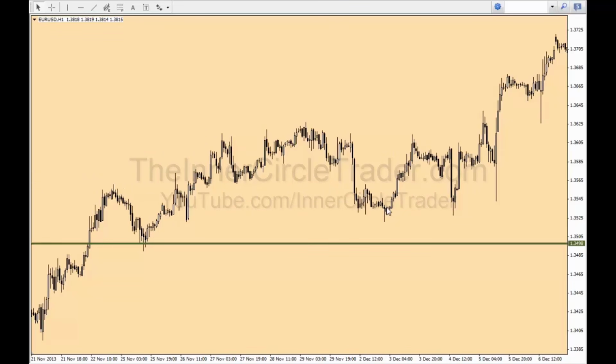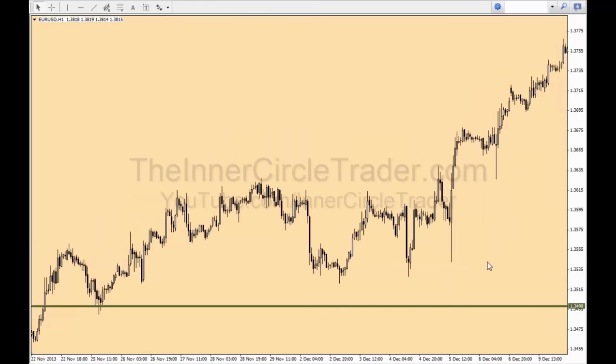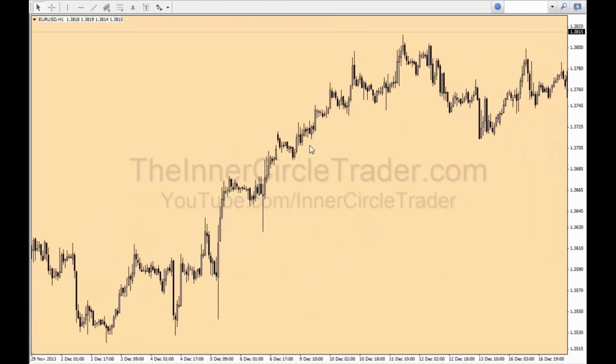We have a bullish order block in here. Price comes down to it, rallies again, rallies again. We have a bullish order block here. Prior to the rally up, it dips back down into this order block and rallies up. That's another 50 pips or more in here.